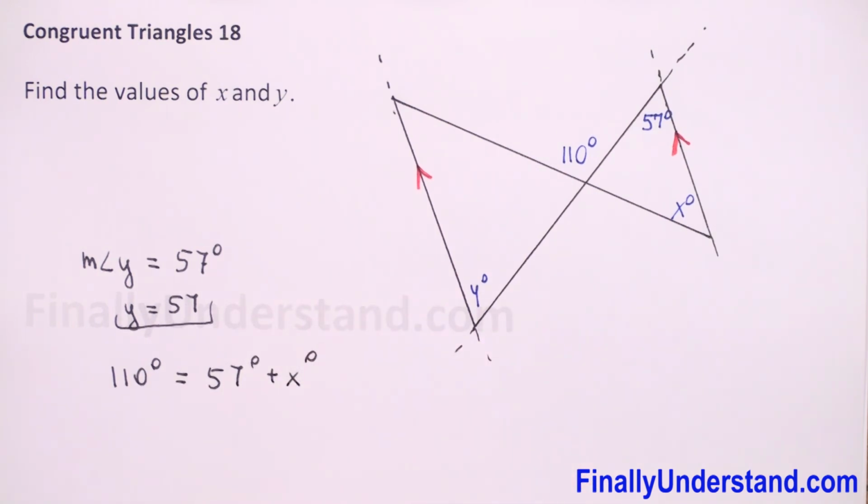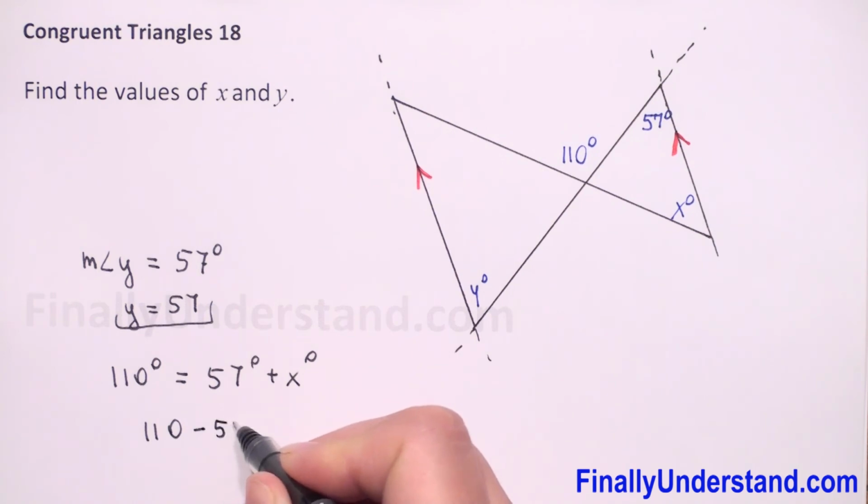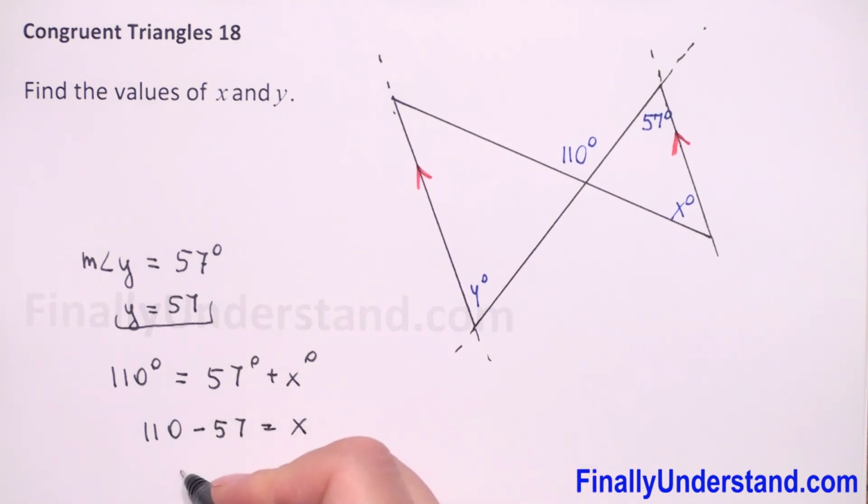Let's forget about degrees. So I will move 57 to the left side. So we have 110 minus 57 is equal to x. So I will change the sides. x is equal to 53. So we found y and we found x. So this is my solution.